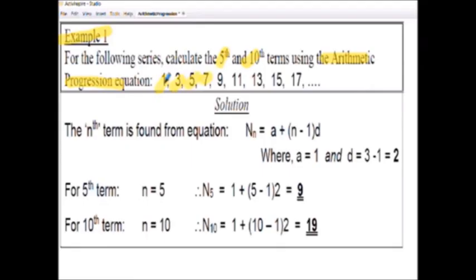Now we're asked to find the fifth term, but we can clearly see the fifth term in this case is actually 9, and we're asked to find the 10th term, which would be the next term in the series, which we can see would be 19. But I'm going to use the formula just to show you how it works.